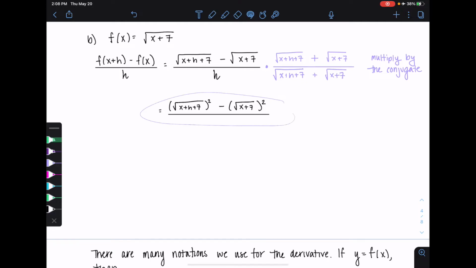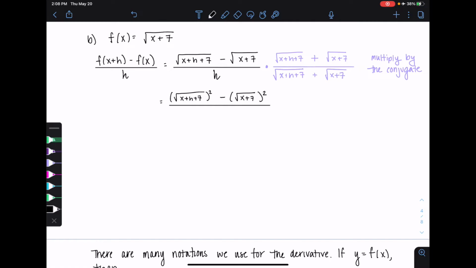Okay. And then in the bottom, I'm going to have h, and I'm going to have this expression. Not going to distribute that out. Okay. But now we take a square root and square it, cancels out. Same thing, the square and square root cancel, but that minus sign has to be distributed to the contents inside the parentheses.